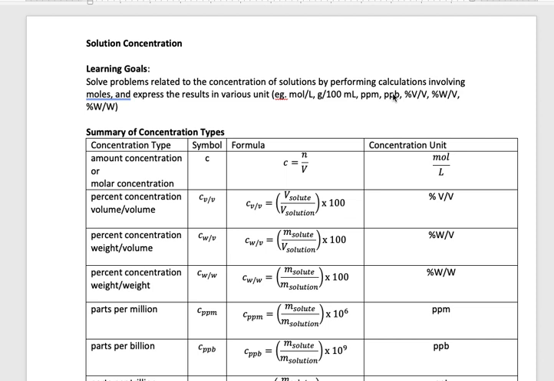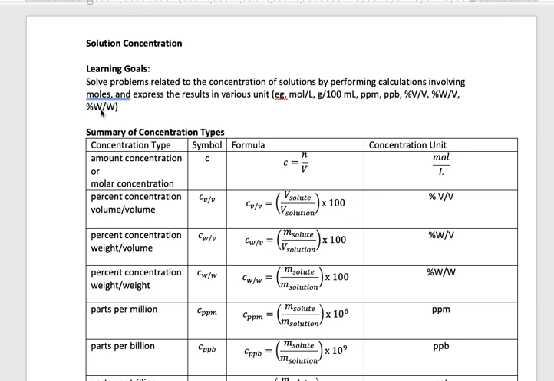And then we've seen some percent concentration, where it's percent by volume, percent weight per volume, and percent weight per weight. So there are lots of different units for concentration, but in the end, we're trying to measure how much solute is in the solution. We're not always going to find concentration though. We might need to find some other piece of the puzzle.